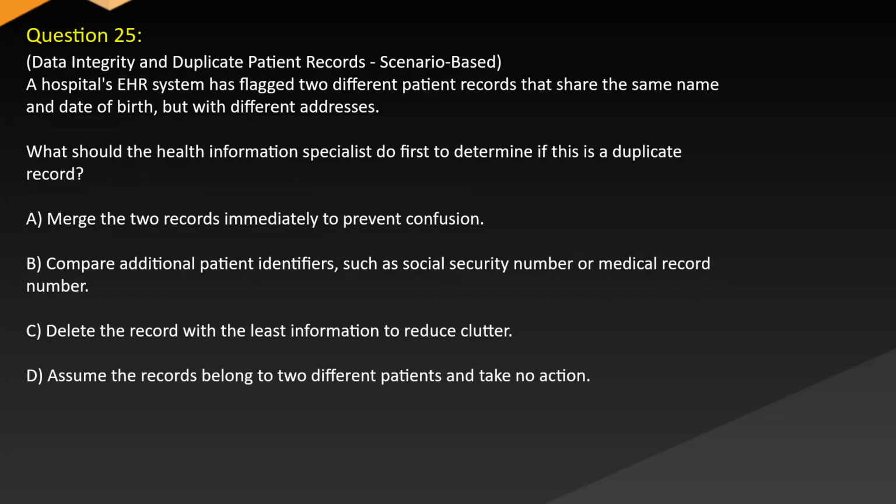Question 25. Data integrity and duplicate patient records. Scenario-based. A hospital's EHR system has flagged two different patient records that share the same name and date of birth, but with different addresses. What should the health information specialist do first to determine if this is a duplicate record? A. Merge the two records immediately to prevent confusion. B. Compare additional patient identifiers, such as social security number or medical record number. C. Delete the record with the least information to reduce clutter. D. Assume the records belong to two different patients and take no action.